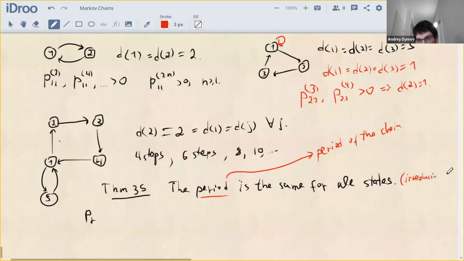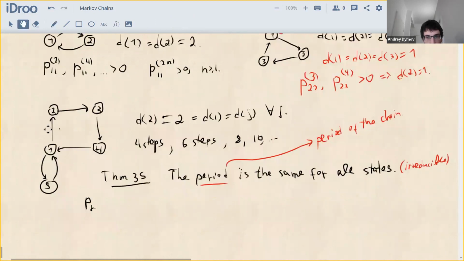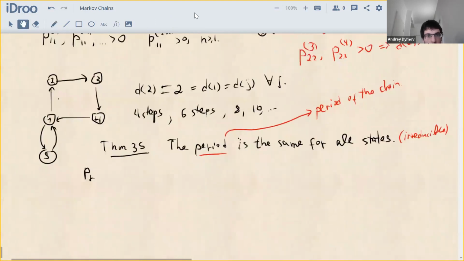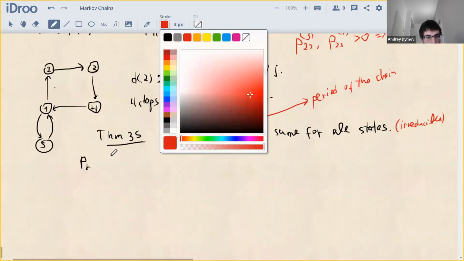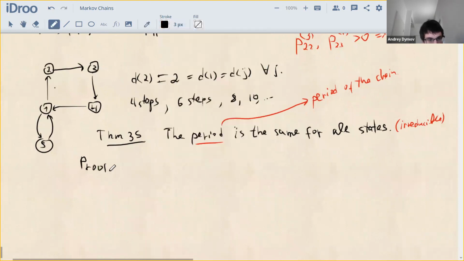Irreducible. So let me prove this theorem. This is fast, and we conclude for today. So, proof of the theorem. But this is just a simple exercise. Let us consider two states, I and J, and let us prove that they have the same period.